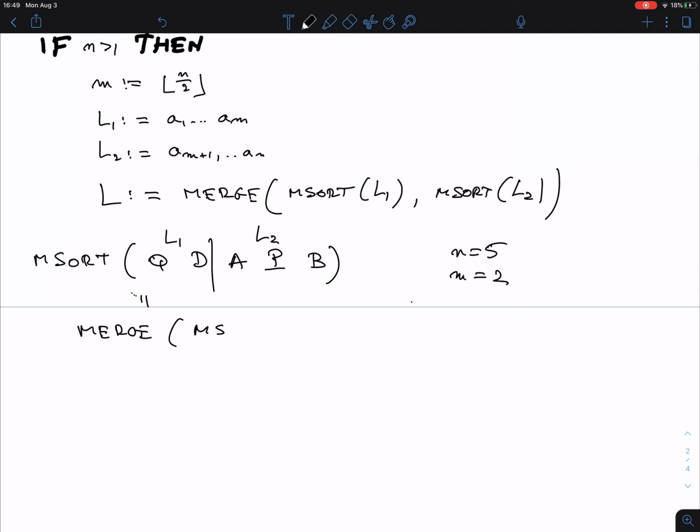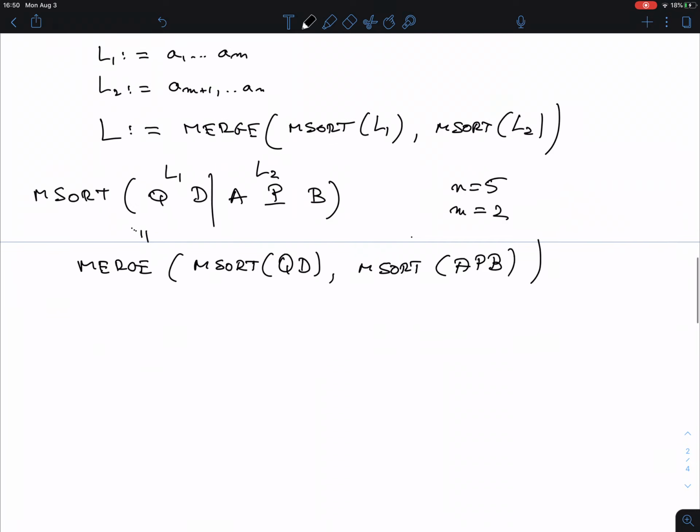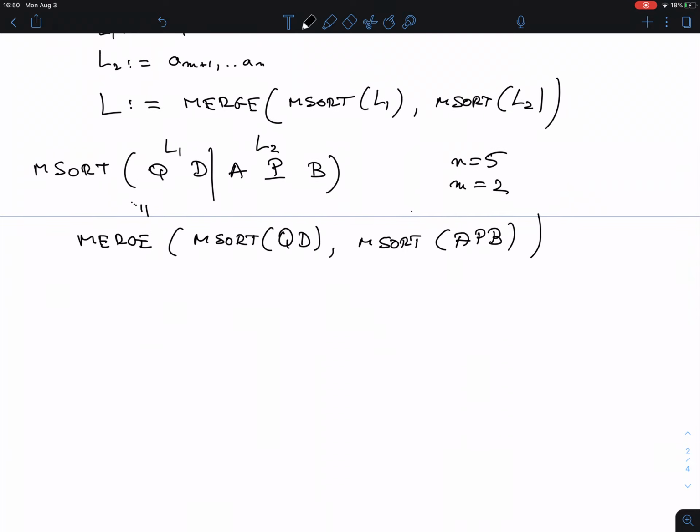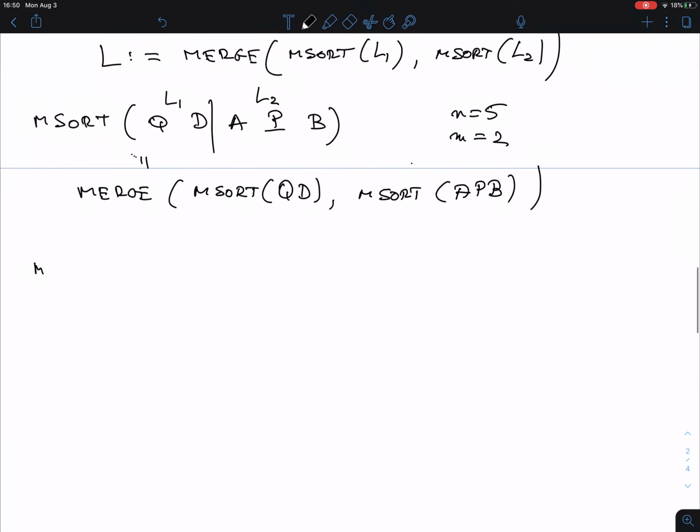Now you do M sort of L1, which is QD, and you do M sort of APB, and then you merge them. And we know how the merge works. But the program cannot do that yet because it has to still calculate M sort QD. So what is M sort QD? Let me give a little bit of space so that I can fill it in. Yeah, M sort QD. What is that?